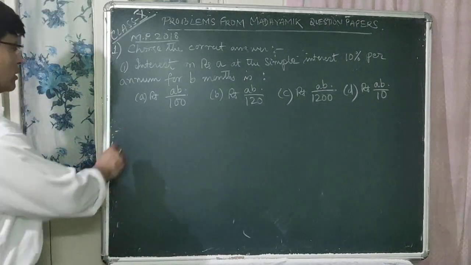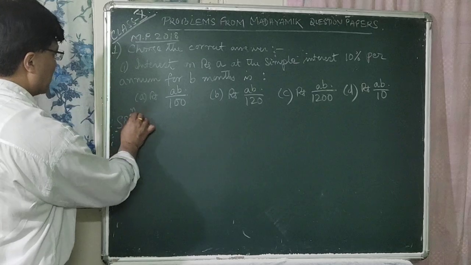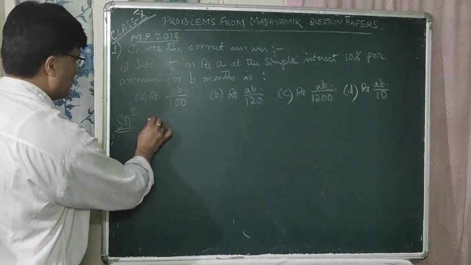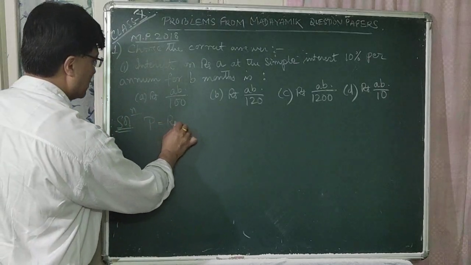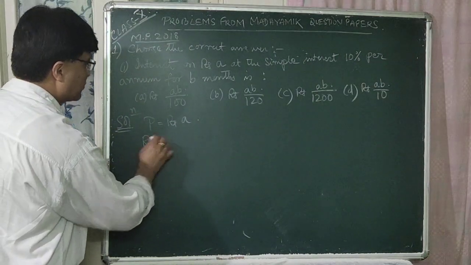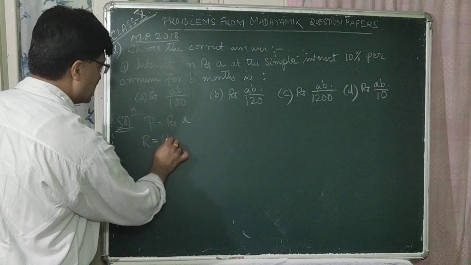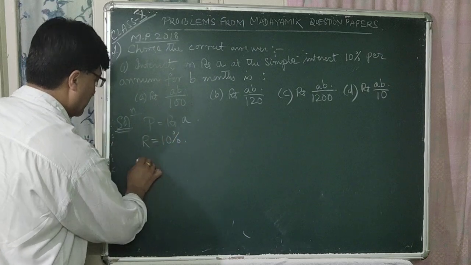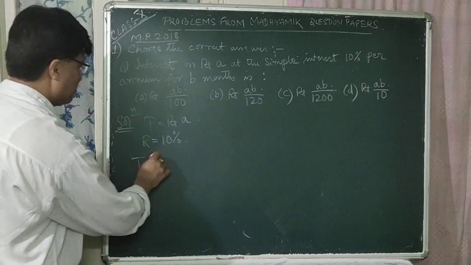Right? So now let us do the solution. You have to find out the interest now. So here, what is the principal? Rupees A. What is the rate of interest, simple interest per annum? It is 10%. What is the time given here? What is the time? B months.